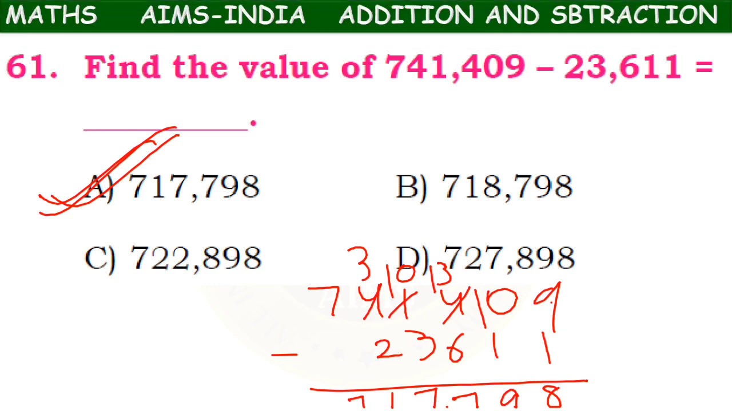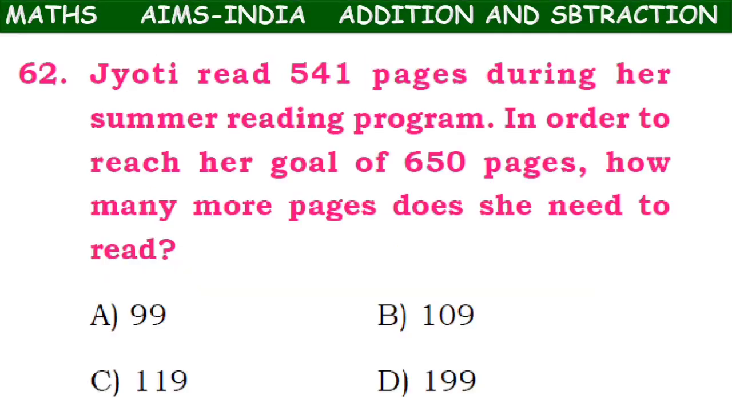717,798. That is our option number A. Moving on to question number 62. Jyoti read 541 pages during her summer reading program. In order to reach her goal of 650 pages, how many more pages does she need to read?